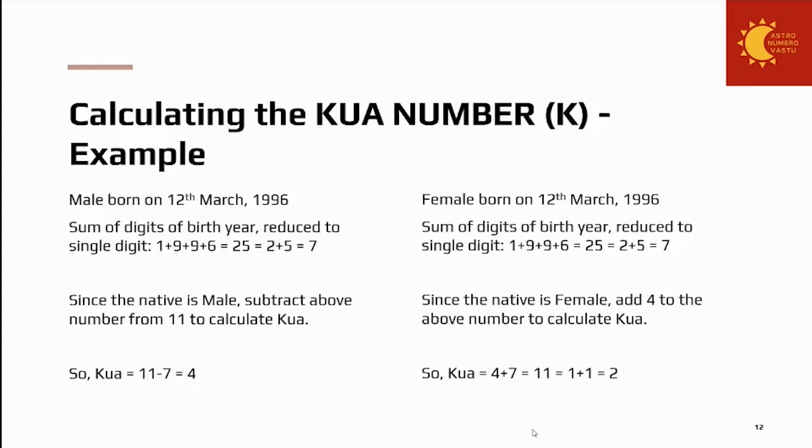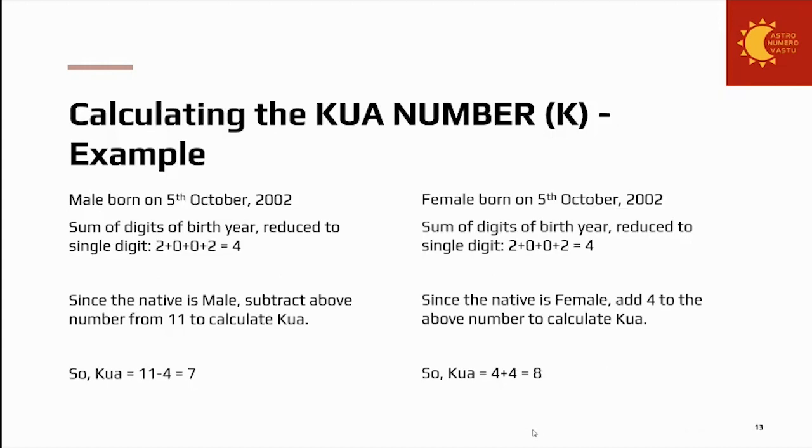So we have obtained this single digit 7 by reducing the year of birth. Now, if the native is male, you will subtract this number from 11. So in case of male, Kua is 11 minus 7, which comes out to be 4. And for female, you add 4 to it. So here it will be 7 plus 4, which comes out to be 11. And 1 plus 1 is 2. We are again reducing it to a single digit. So here the Kua number for male is coming out to be 4, and for female, it is coming out to be 2.